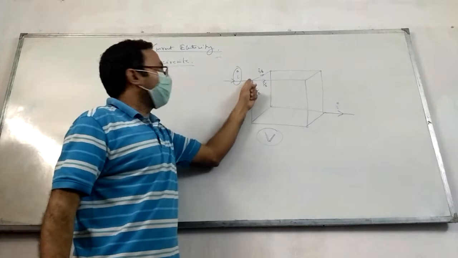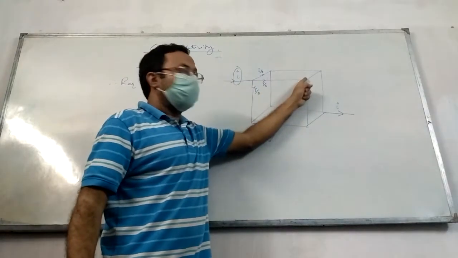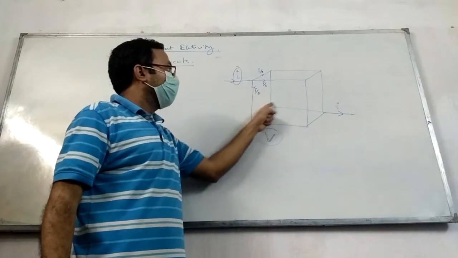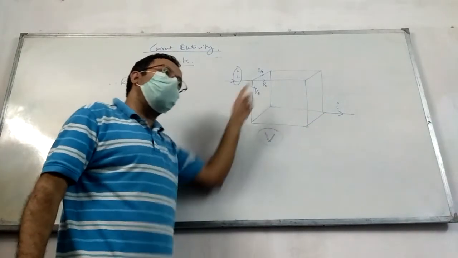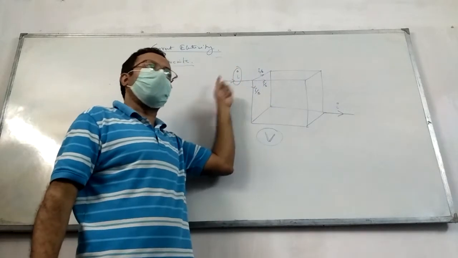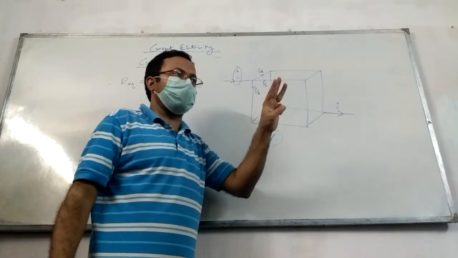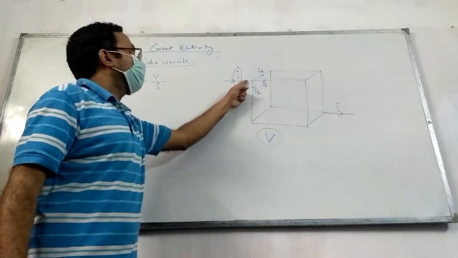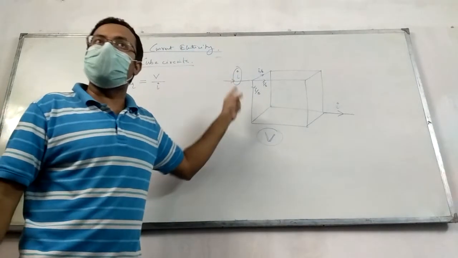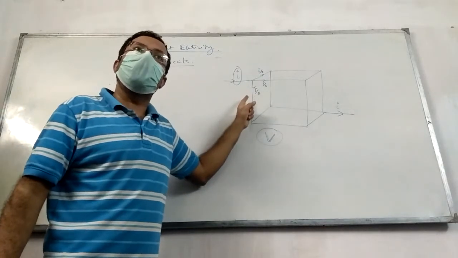See how? You start from here, 1, 2, 3. Any path you take, you require a minimum of 3 resistors to reach from one end to the other. So all the 3 arms, the current will split up equally: one will be I by 3, another I by 3, and another I by 3.